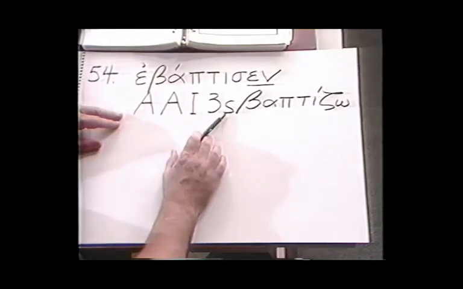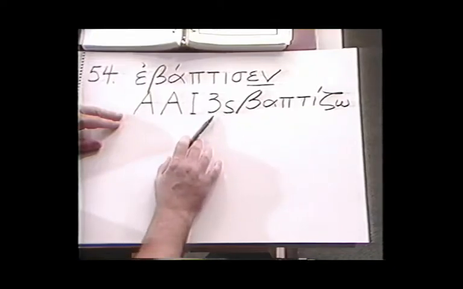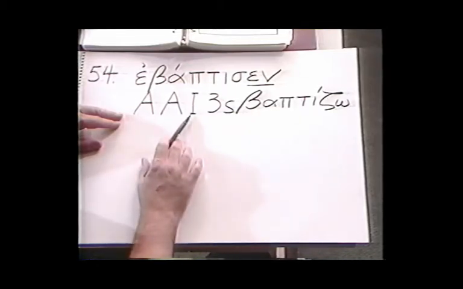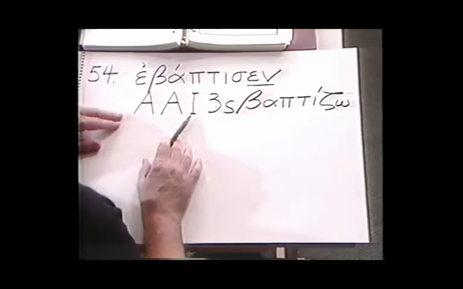A provisional translation: start with your person and number, he, she, or it, and the aorist indicative is simple past time, baptized, or has baptized, or did baptize. He, she, or it has baptized.